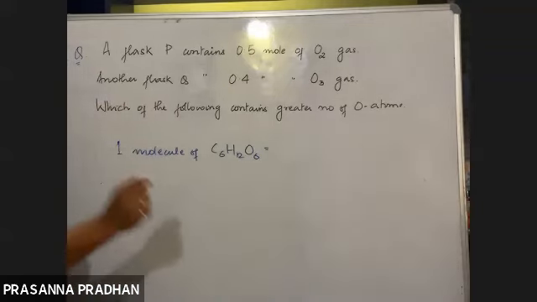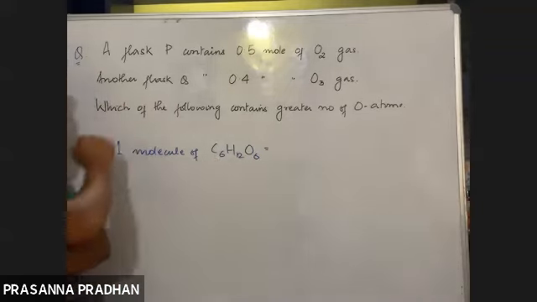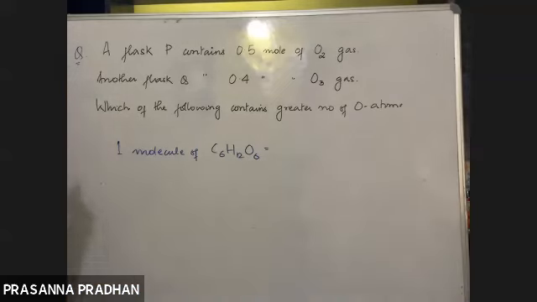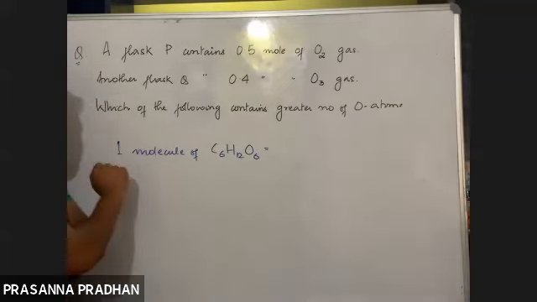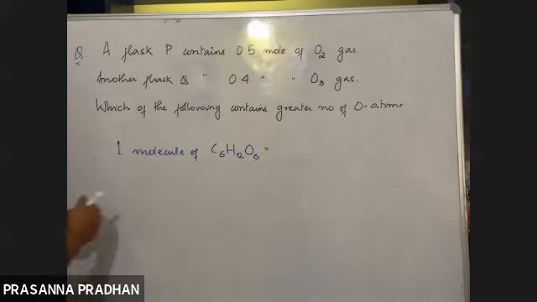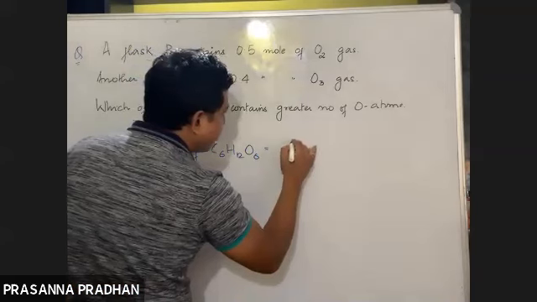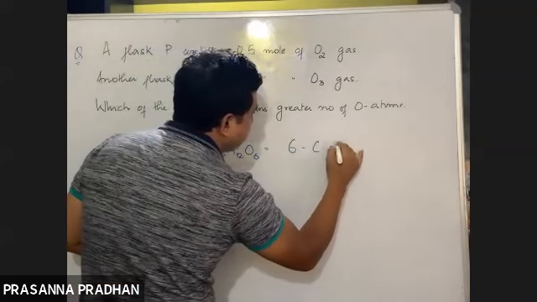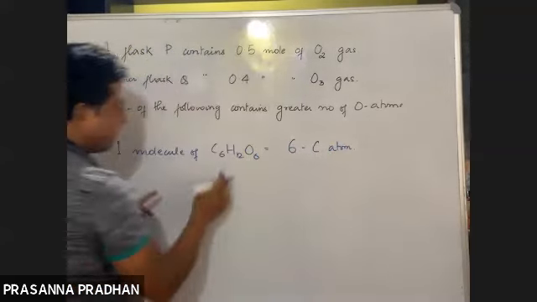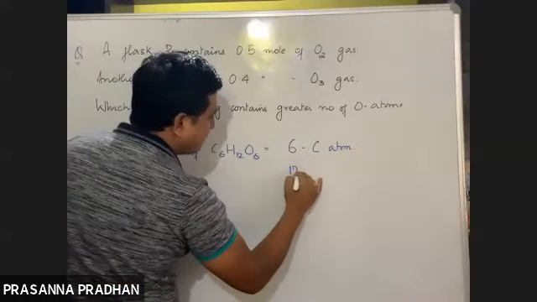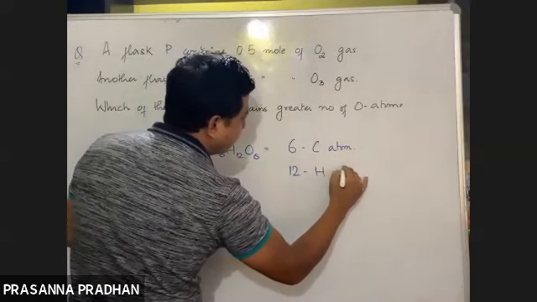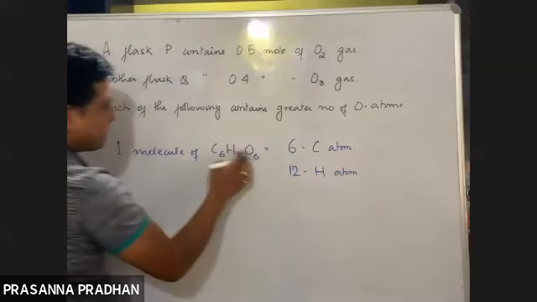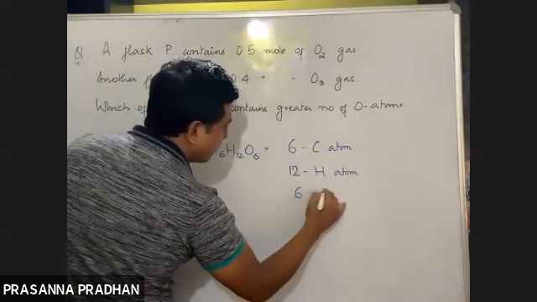For example, the molecular formula of glucose is C6H12O6. So that means one molecule of glucose contains 6 carbon atoms, 12 hydrogen atoms, and 6 oxygen atoms. So one molecule of glucose contains 6 carbon atoms. How many hydrogen atoms? 12 hydrogen atoms. How many oxygen atoms? 6 oxygen atoms.